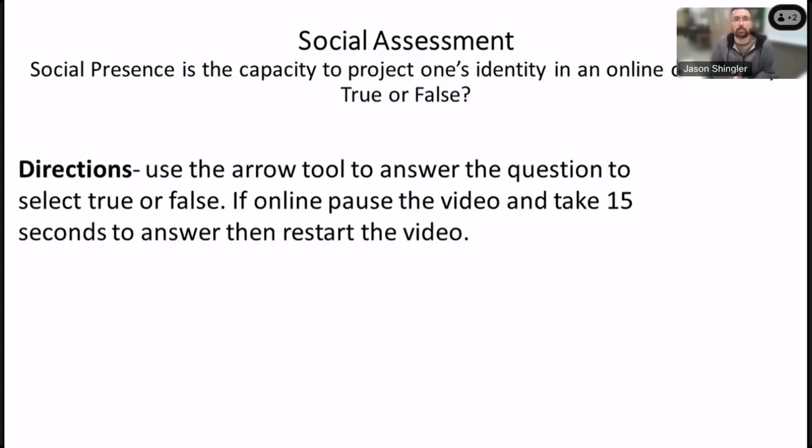So we have an assessment for the social presence. Social presence is the capacity to project one's identity in an online community. It's going to either be true or false. If you could use the arrow tool to select true or false. And if you're online, please pause and take a moment to answer the question and write it on a piece of paper for me. Perfect. The answer is true. Thank you both. And thank everyone online for answering that also.